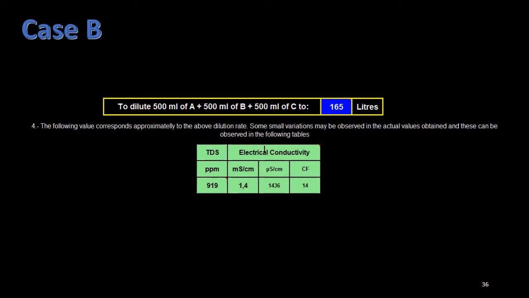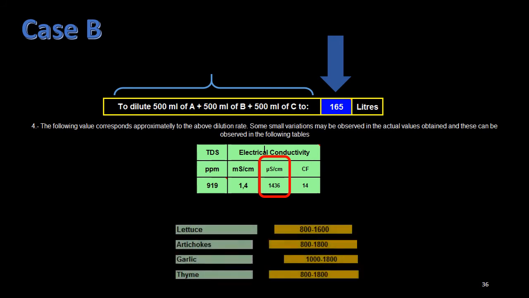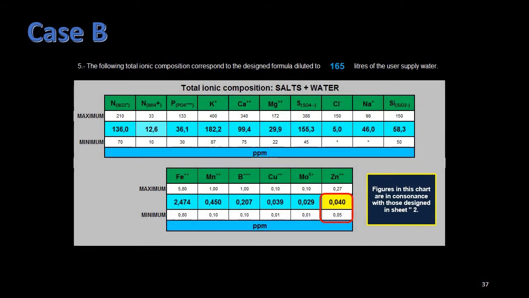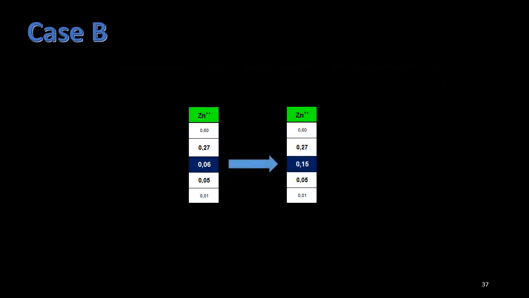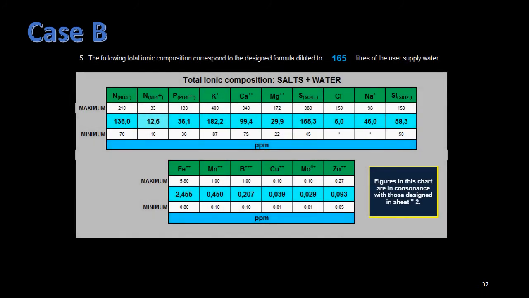Case B. In this case more water is used. Thus, the final conductivity will result lower and the nutrient solution will be nice to lettuce, artichokes, garlic, thyme, between other plants. As we can see, now the amount of zinc is slightly lower than the minimum recommended. If it is desired to correct it, it is possible to do it raising its designing figure in page number 2. The final formula will change a little bit and zinc appears corrected in its ionic composition.